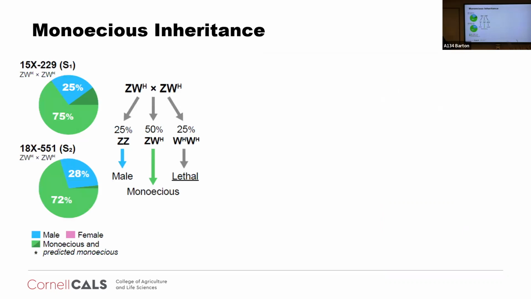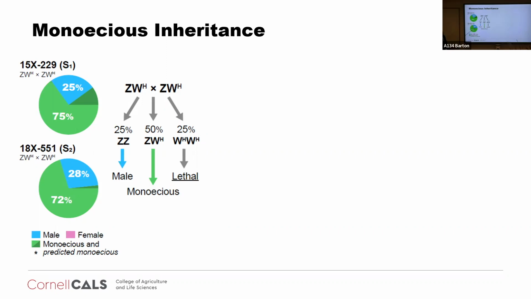So I mentioned we generated self and outcross families from this monoecious parent. Because this monoecious plant is ZW, but this W has this large deletion, we're choosing to call this W chromosome a W superscript H, such that it results in monoecious plants instead of female. So when we self our ZWH monoecious parent, we would expect 25% ZZ male, 50% ZWH monoecious progeny, and then 25% homozygous WH progeny. Now, when we look at the S1 and the S2 families, we see they're segregating for roughly around 2 to 3 monoecious to 1 male.